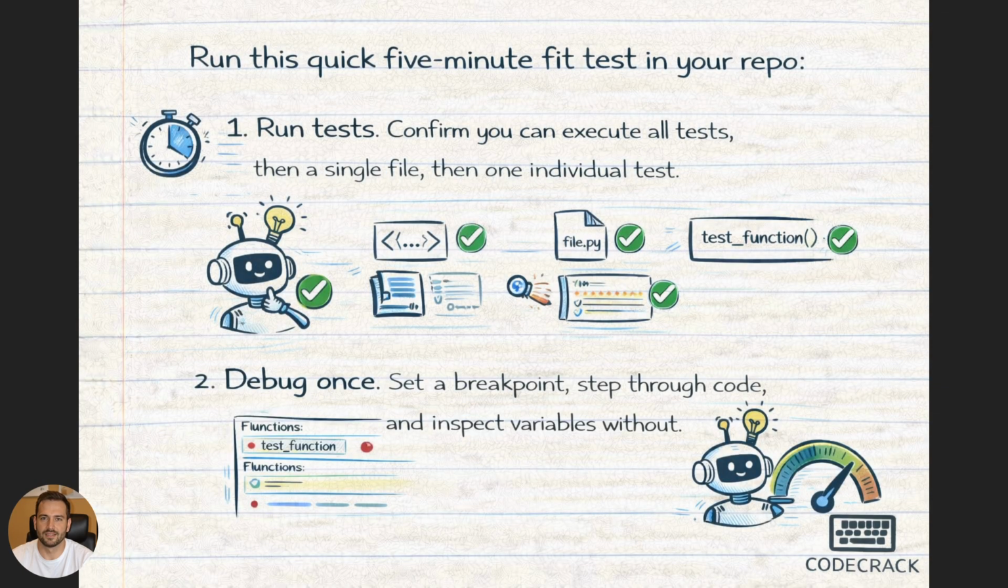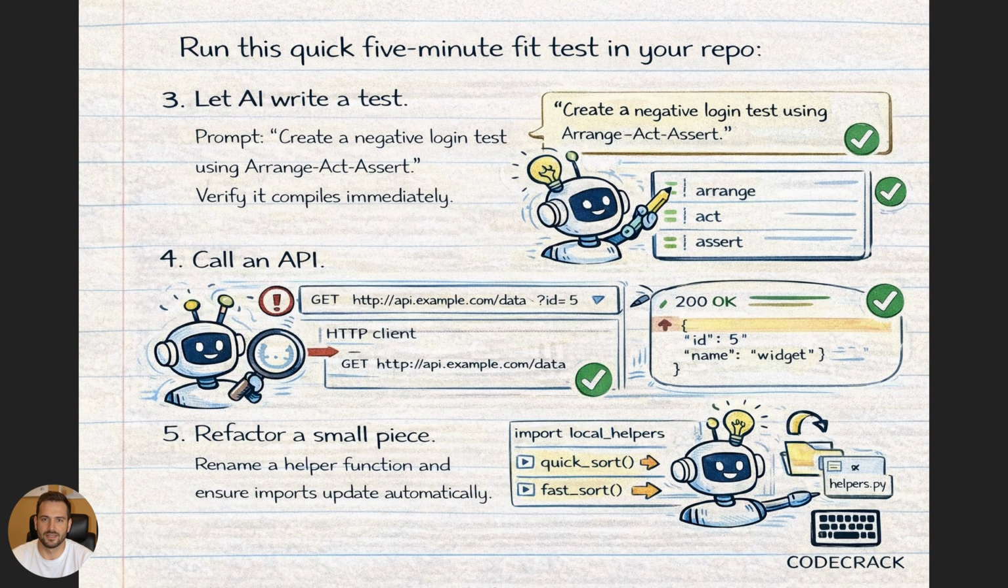Before locking in any setup, run this quick 5-minute fit test in your repo. First, run tests. Confirm you can execute all tests, then a single file, then one individual test. Second, debug once. Set a breakpoint, step through code, and inspect variables without hassle. Third, let AI write a test. Prompt: create a negative login test using arrange-act-assert.